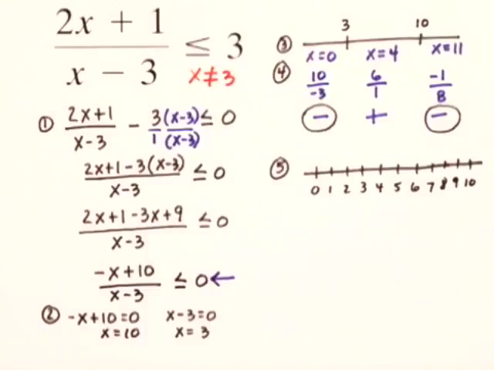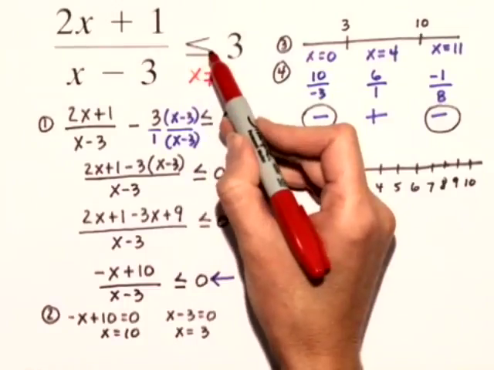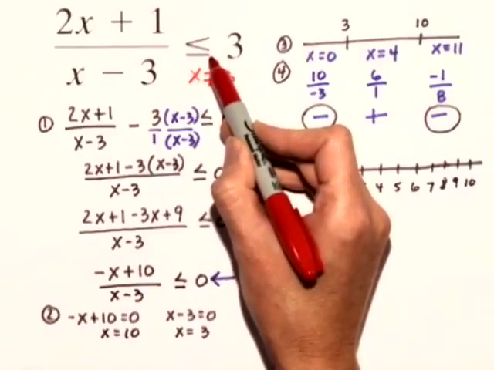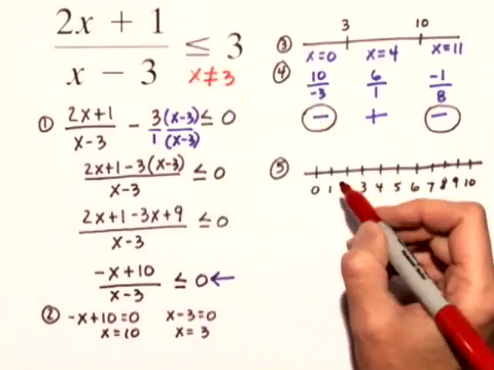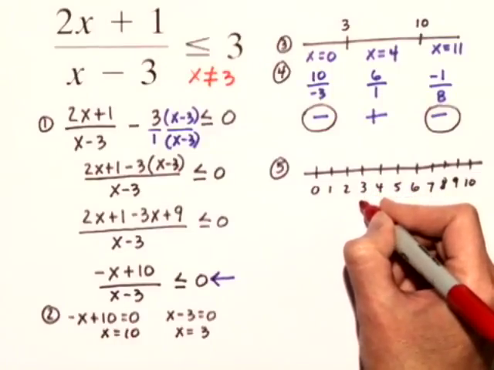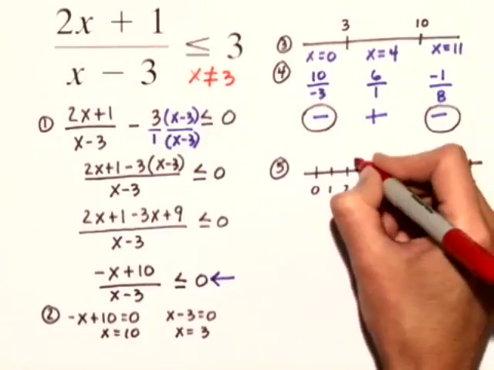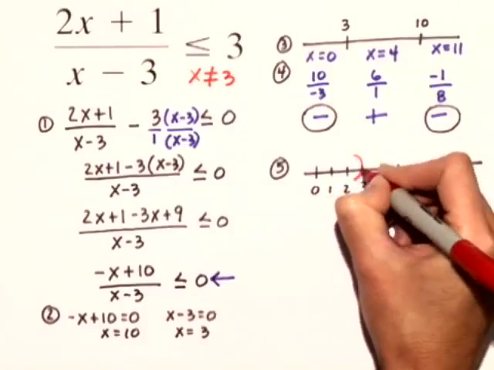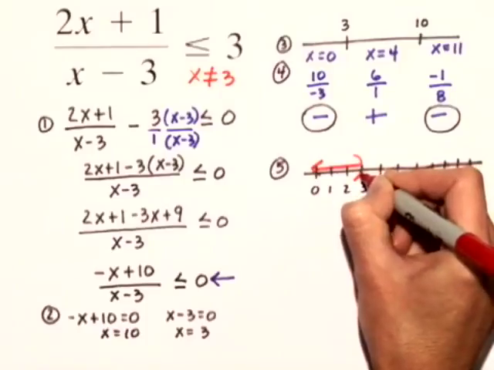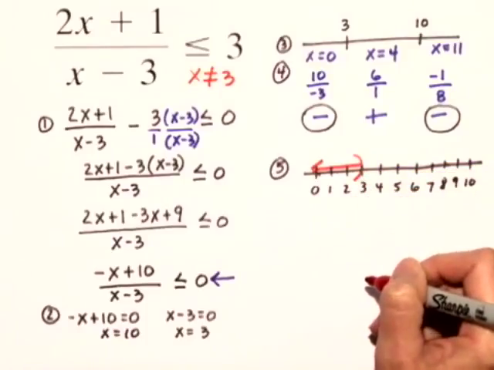Now, when I write the solution, normally I will use brackets because my original inequality has a less than or equal to. However, I have to be careful. I cannot use a bracket on 3 because x cannot equal 3. So when I look at the interval to the left of 3, I want to use a parenthesis, so I'm excluding 3 as a possible solution.